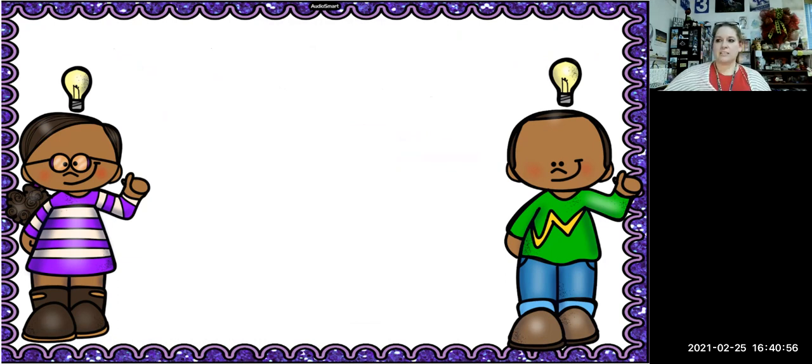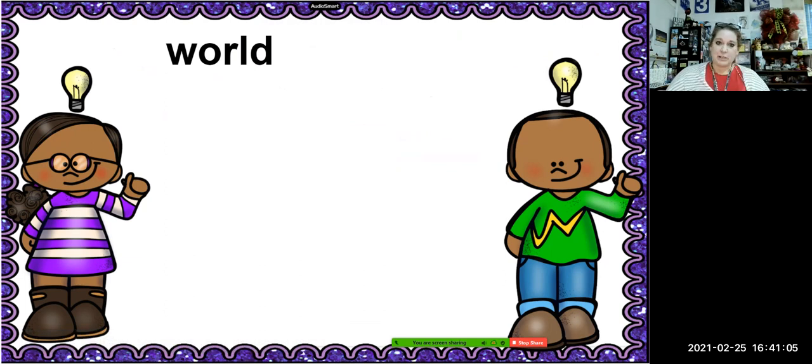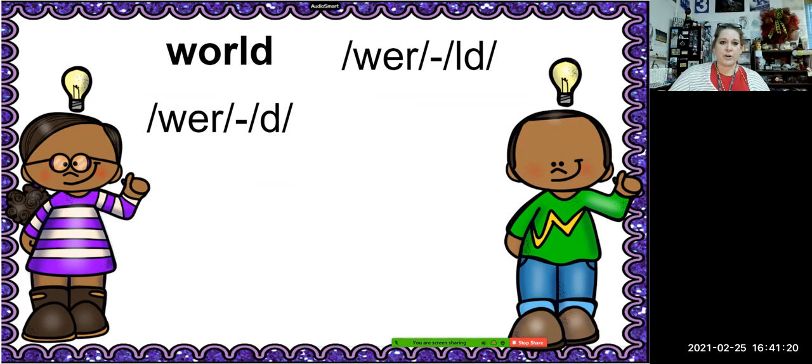So our first sentence is, we live in a very big world. World. So if we break that word apart, we have w-or-ld. So the ld is the blend. We're going to get rid of the first sound of the blend. So now we just have word. Word. What is the new word on the curve? It is word. Very good.